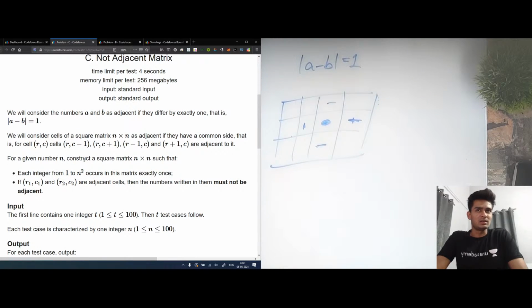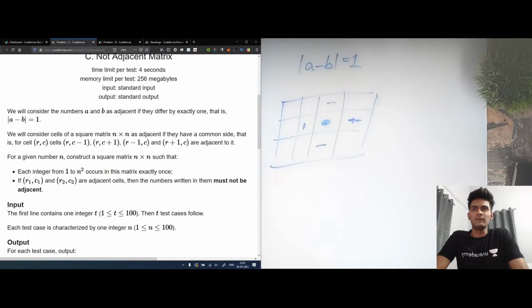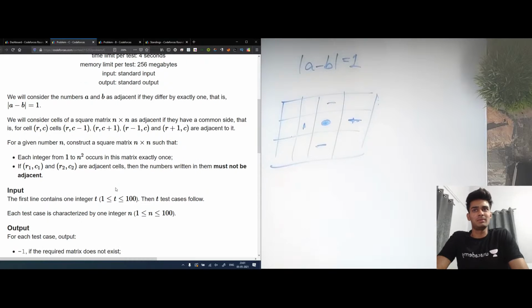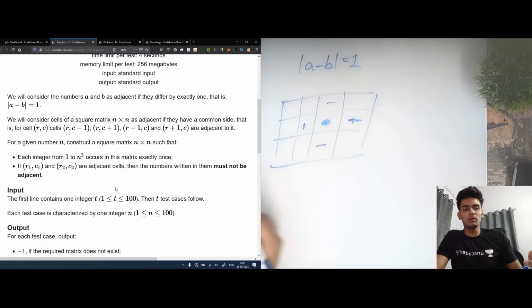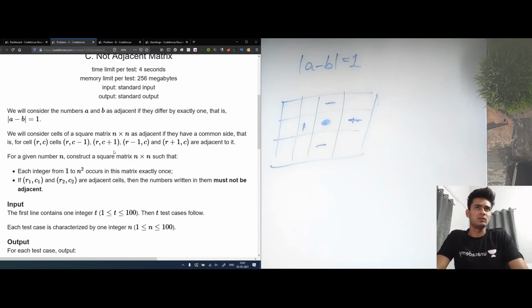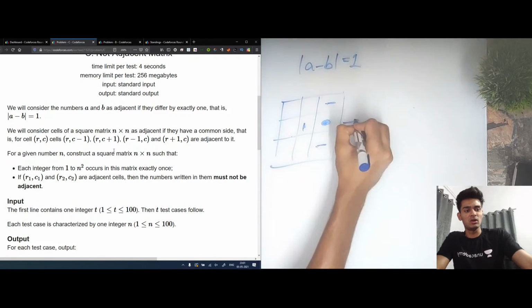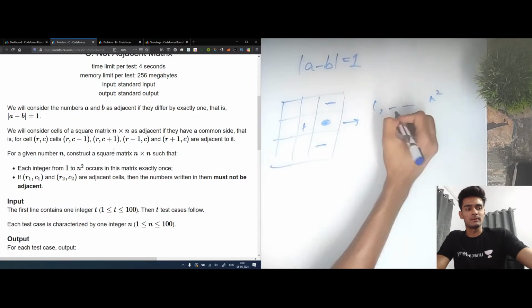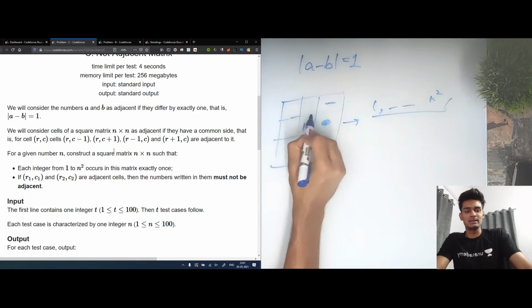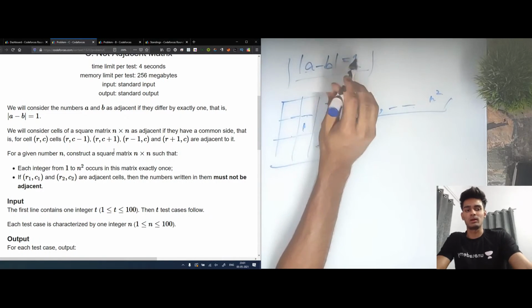For a given number n, construct a square matrix n into n such that every integer from 1 to n square occurs in the matrix exactly once. If r1c1 and r2c2 are adjacent cells, then the numbers written in them must not be adjacent. So basically what the problem is telling us is that the array is of n into n only. For an n cross n array, we have to insert all the numbers from 1 till n square in such a way that no adjacent cells have values which are adjacent to each other. So the mod of a minus b should not be equal to 1.